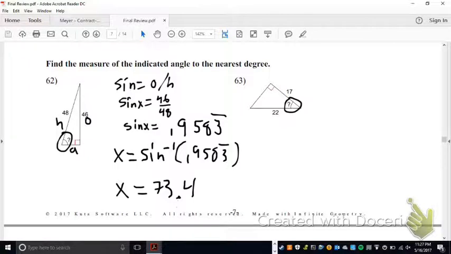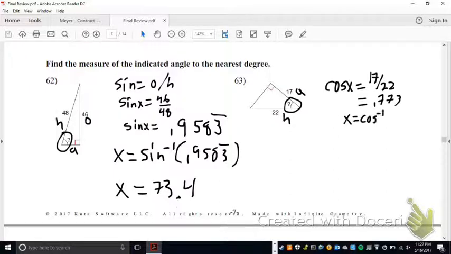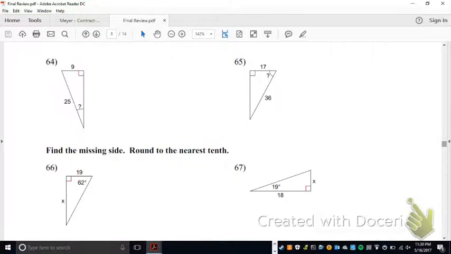63. So here we have the adjacent side and the hypotenuse. That's cosine. So, ka, toa. Cosine is adjacent over hypotenuse. Cosine of x equals 17 over 22. That's going to be 0.773. X equals the inverse cosine. So you're going to hit 17 divided by 22 equals, second cosine, second dash, equals, and you get your x of 39.4 degrees.